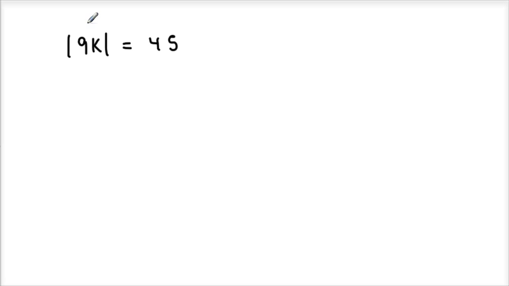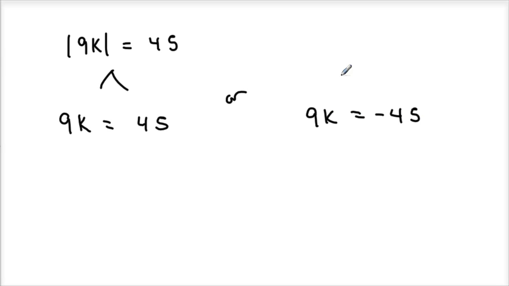Next example. Now we have, inside the absolute value, something else besides just a variable. So we have the absolute value of 9k equals 45. Okay, so now we have two different answers in this one. We're going to say 9k, dropping the absolute value, is equal to positive 45, or 9k, again dropping the absolute value, is equal to negative 45. So I can get both solutions. Divide this one by 9, and you say that k equals 5.